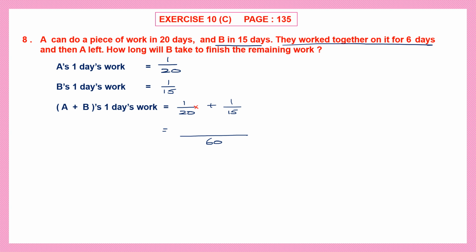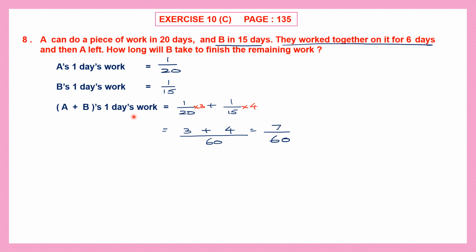20 into 3 is 60. So 1 into 3 will be 3. Plus, 15 fours are 60. So we have to multiply 1 into 4. 1 fours are 4. So here we have 7 by 60. So this is A plus B's 1 day's work.